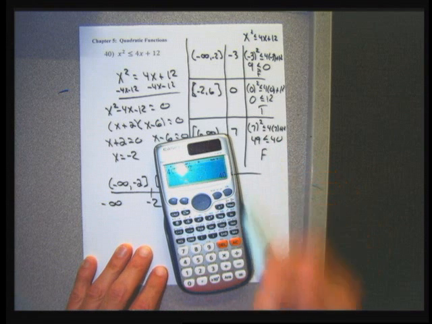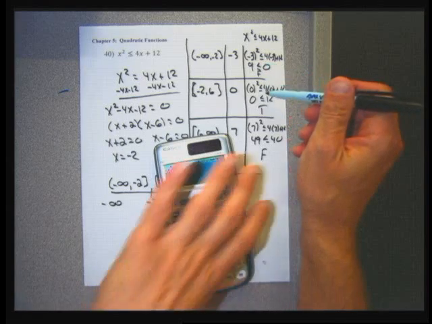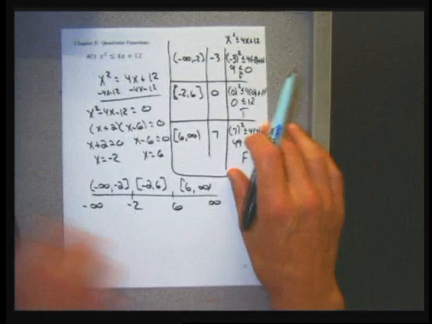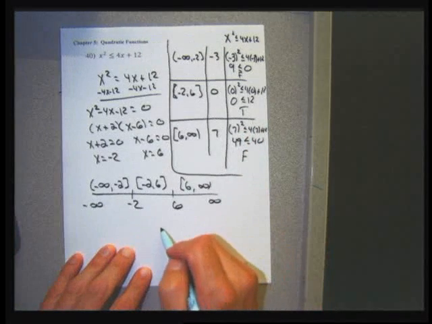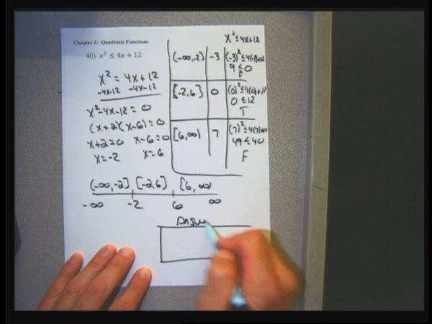And 49 is not less than 40. So the top one gave me 9 is smaller than 0. That's false. The middle one gave me 0 is less than 12. That's true. The last one gives me 49 is less than 40. That's false.